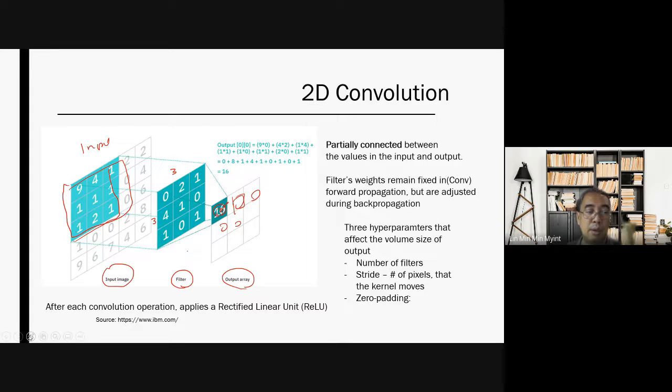This one also, if I use a different color, based on this one it will use only that 3 by 3 part. So that's why for the 2D convolutional layer, we also call it partially connected. Normally, similar to the normal neural network, it also has forward propagation and backward propagation.